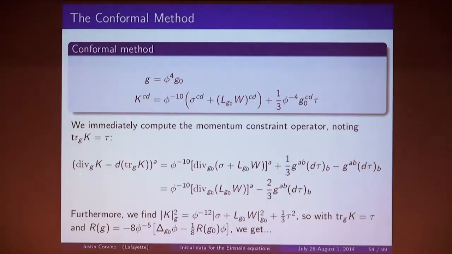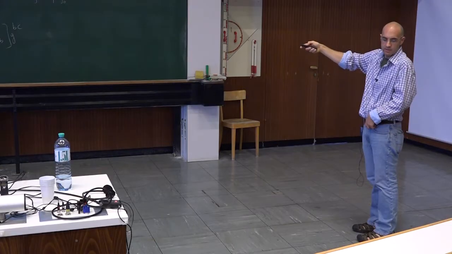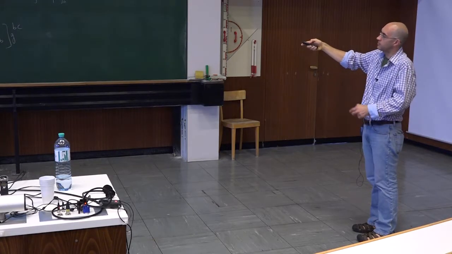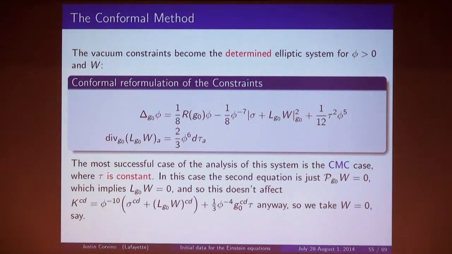You also have to compute the Hamiltonian constraint. That involves the scalar curvature as well. And if you do that, you end up with this system of equations. So that's the conformal reformulation of the constraint equation. But now it's a determined elliptic system. So you can see the Laplace is here, and the divergence of L is here. I said divergence of L is an elliptic operator, but it is. So you want to study this system, and if you can solve it, you've solved the constraints.